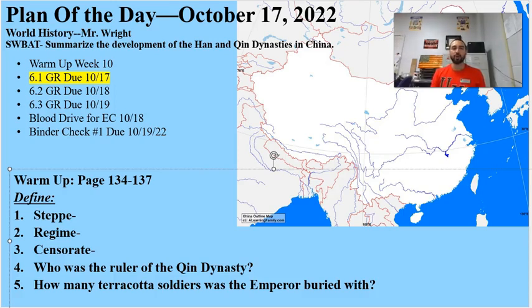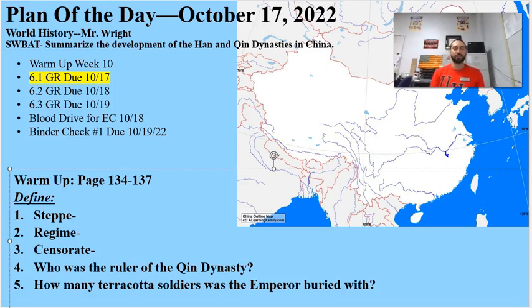Also this week, tomorrow the 18th is the Red Cross blood drive for extra credit. And on Wednesday the 19th is our binder check number 1. And the 19th is also our deadline for first quarter late work. I will no longer accept first quarter late work after October 19th.